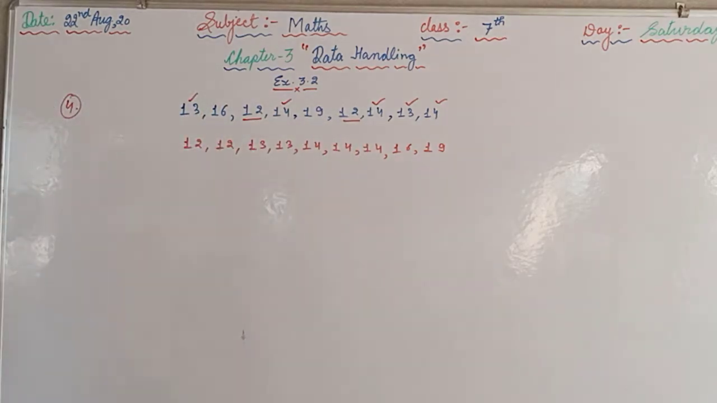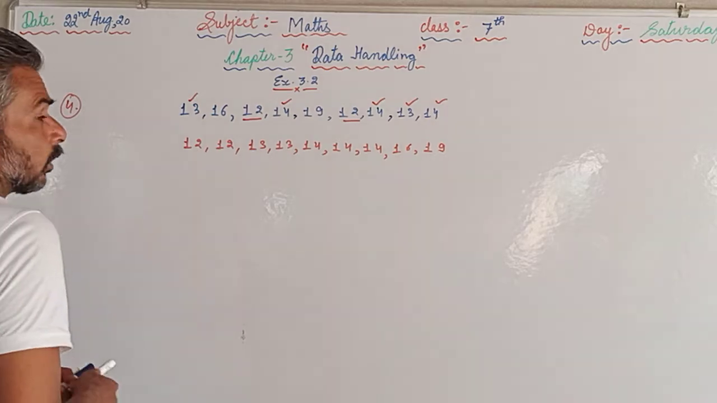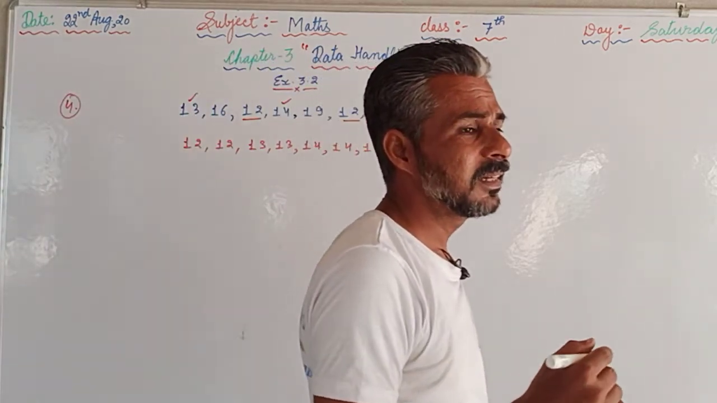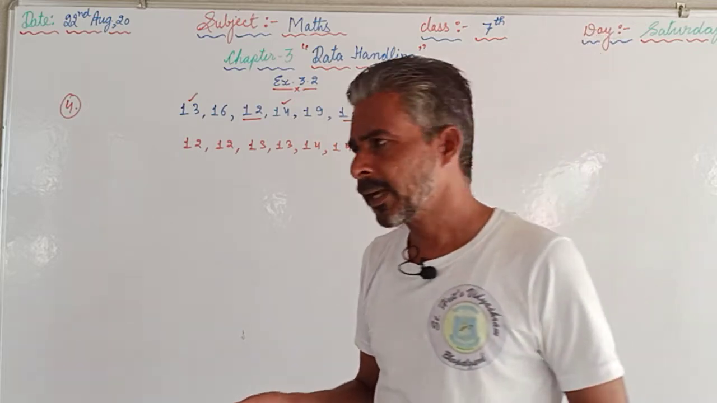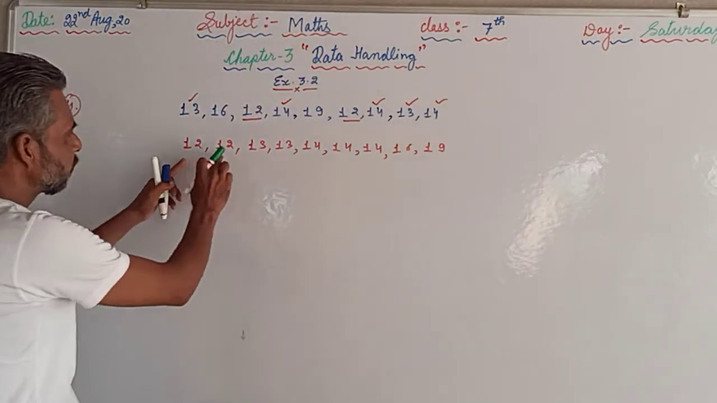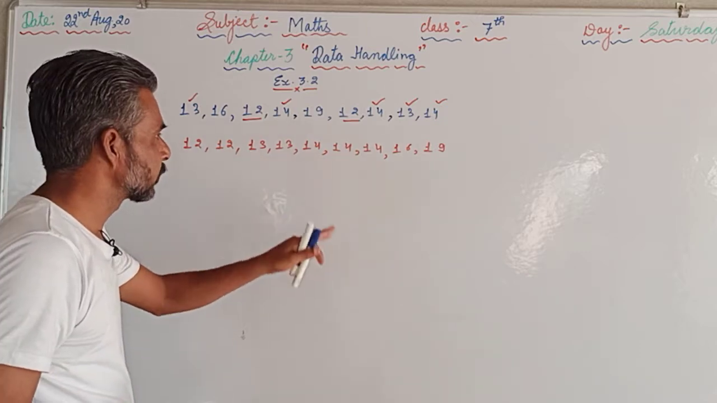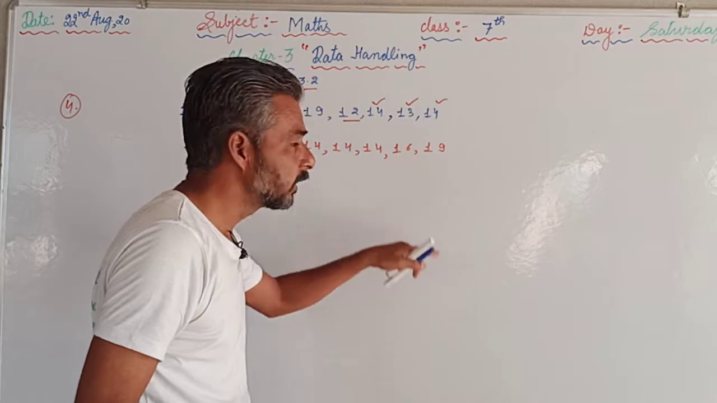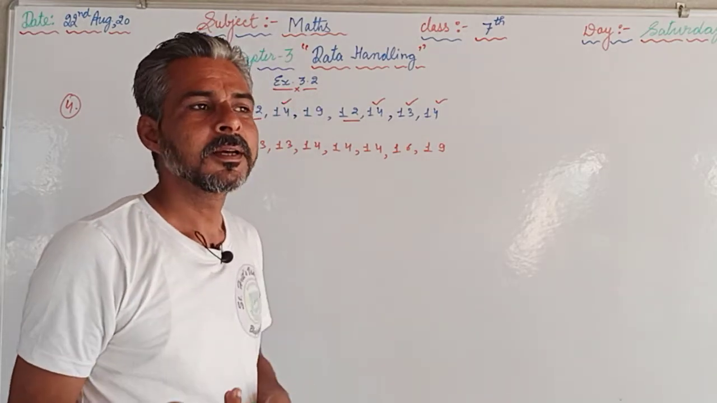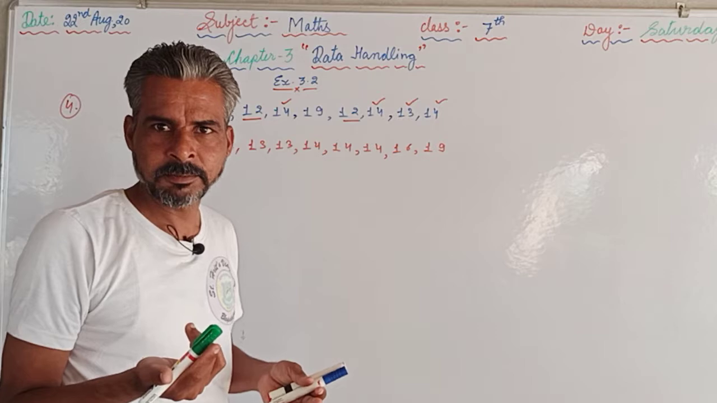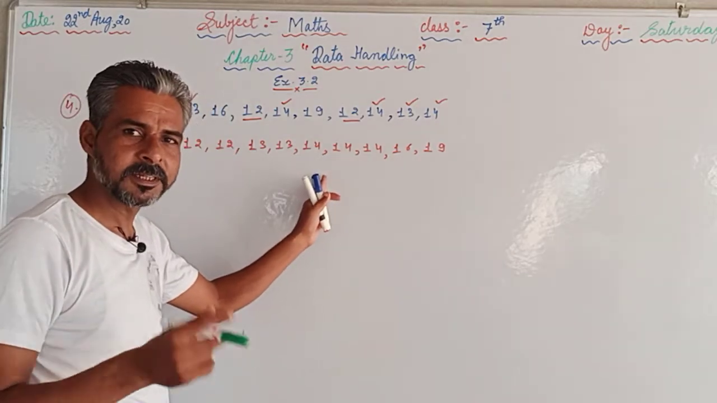We count the number of observations to ensure that we have not skipped any observation. Afterwards, first of all we are supposed to find the mode. The mode is the observation which is repeated the maximum number of times. Here 12 has been repeated 2 times, 13 has been repeated 2 times, 14 has been repeated 3 times, and 16 and 19 have not been repeated. So which number has been repeated the maximum times? That is 14. 14 has been repeated 3 times.